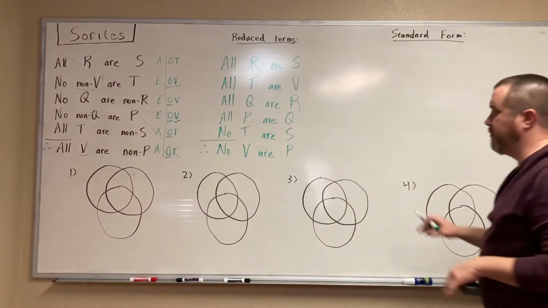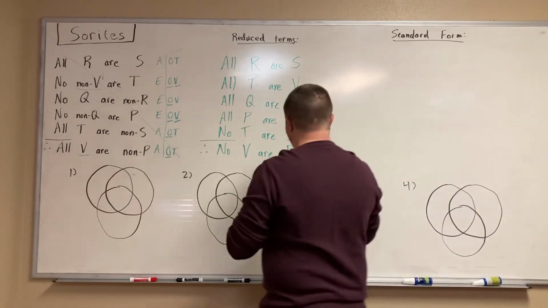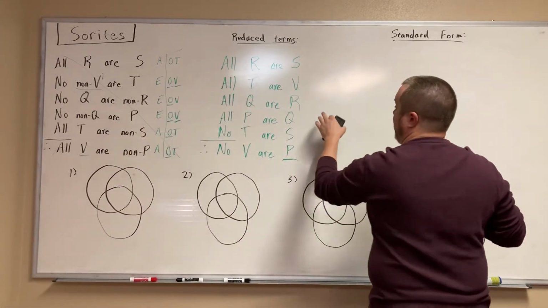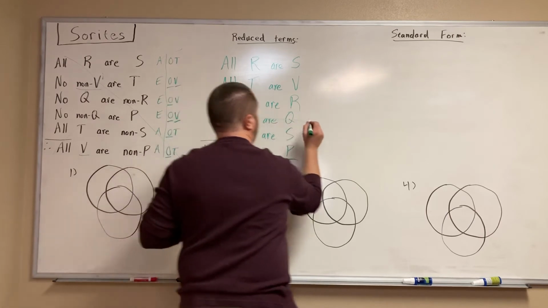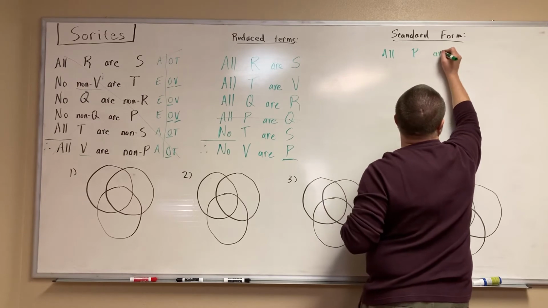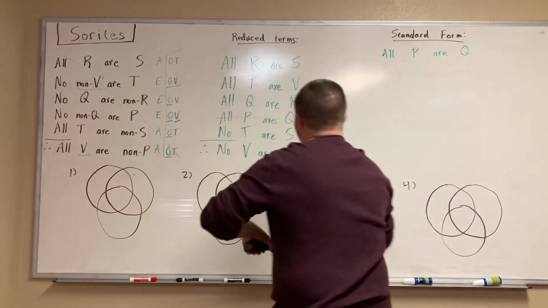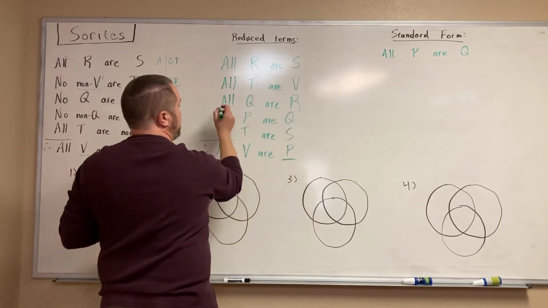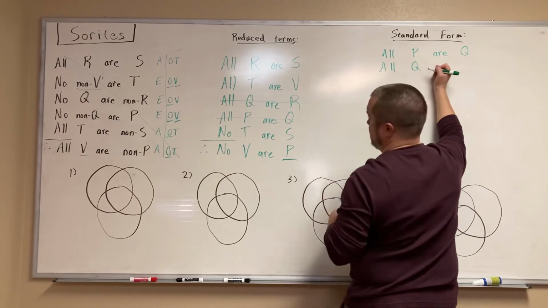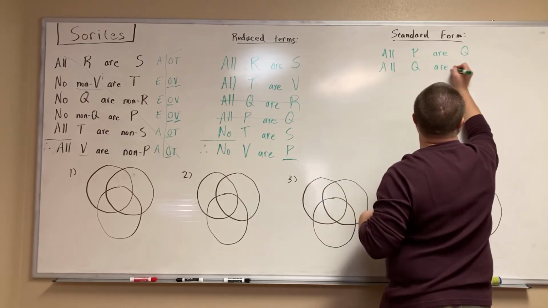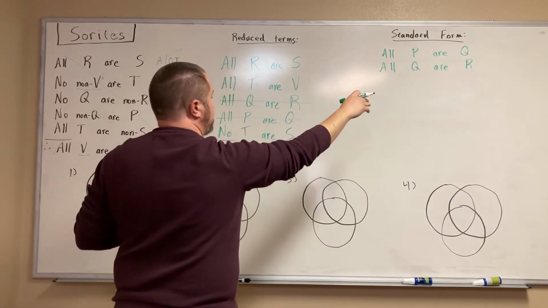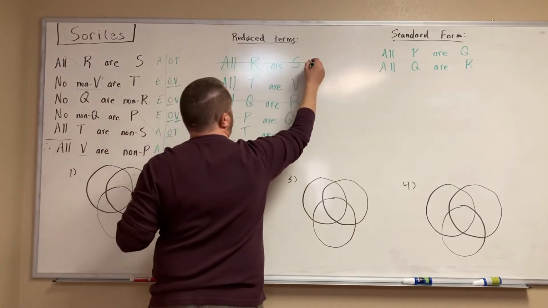And then we still got to put it into standard form. So we're going to look at the conclusion here. Identify the major term, P. Identify the premise with P in it. All P are Q. That's going to go up at the top. Second term's Q. We use that premise next. All Q are R. We used up the Q. Next term is R. All R are S.